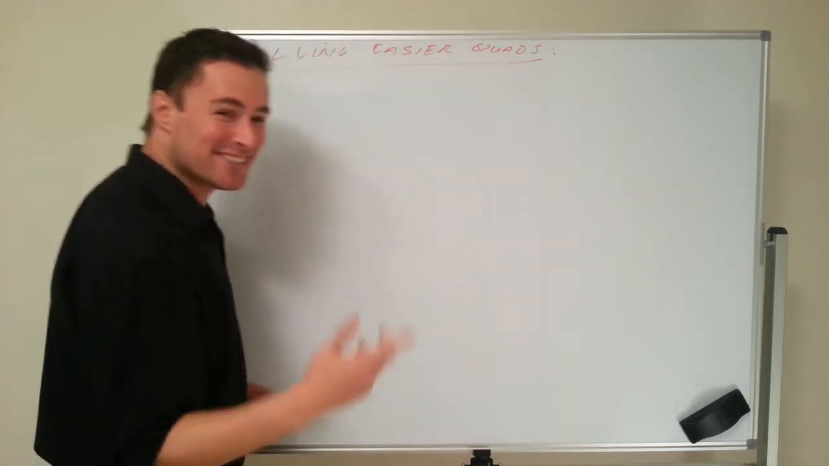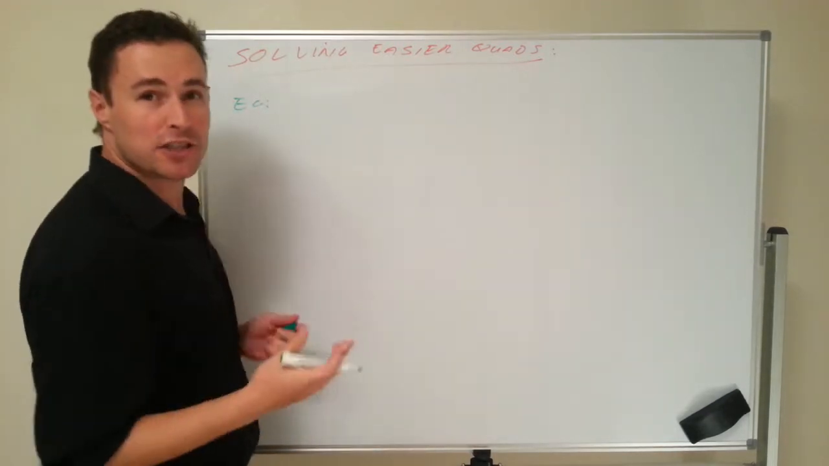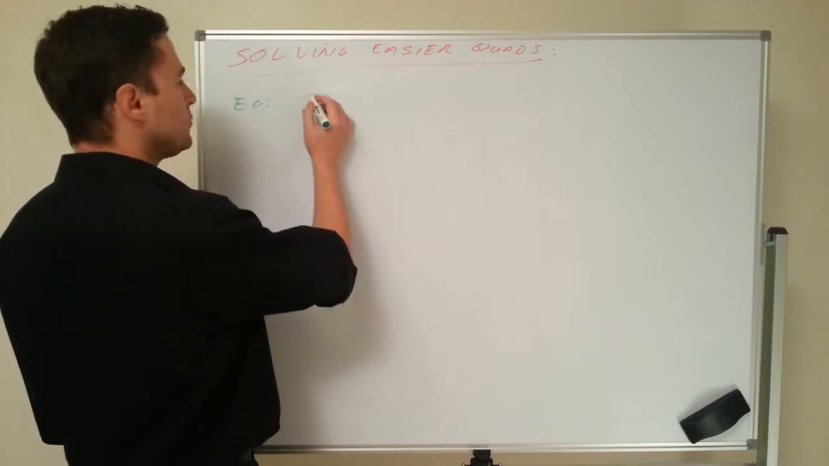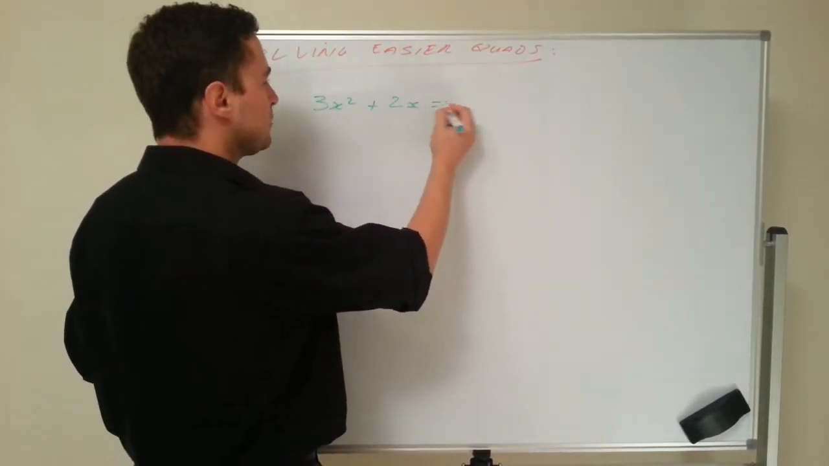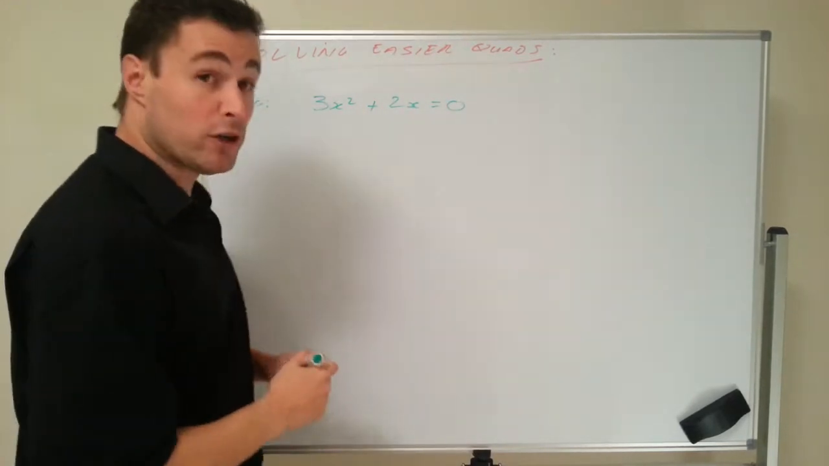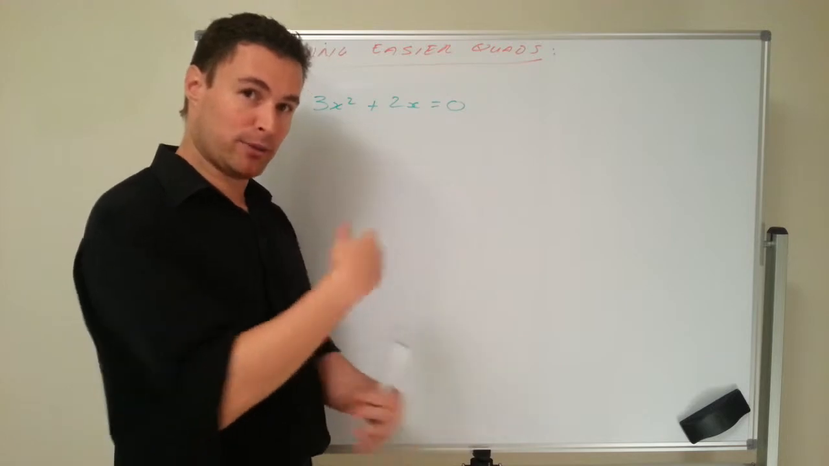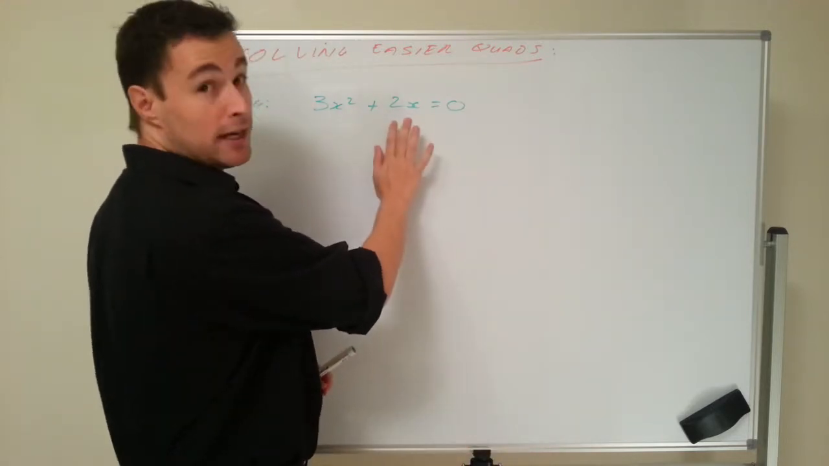Okie dokie. So let's try this one. There are two types. The first type is when I've only got two terms on the quadratic. So 3x squared plus 2x equals 0. So when I've only got two terms, there's not a c term here. Remember quadratics, ax squared plus bx plus c. There's only an ax squared and a bx.